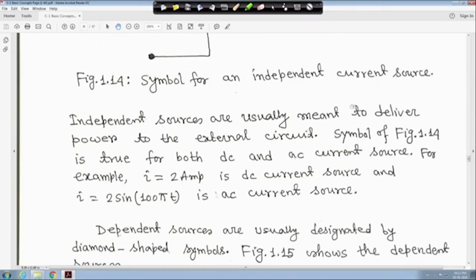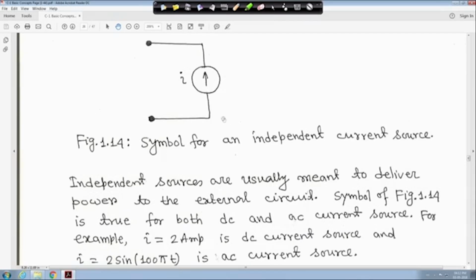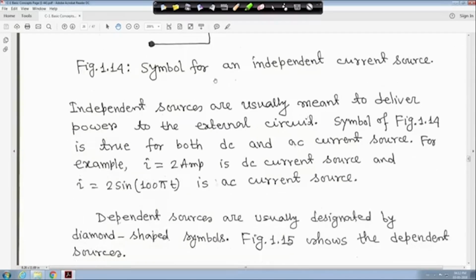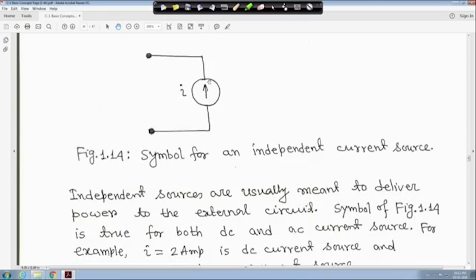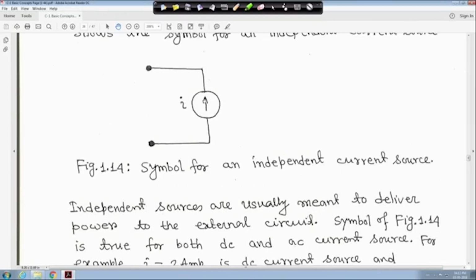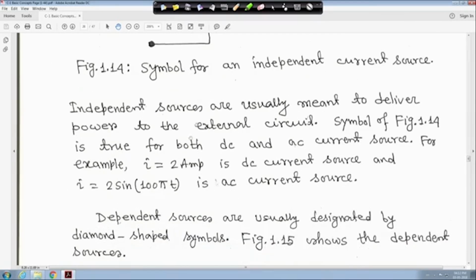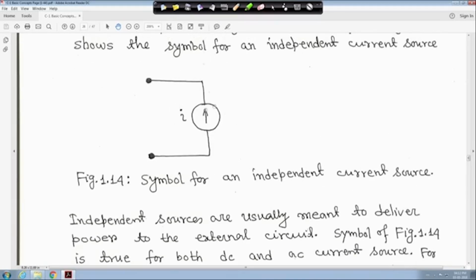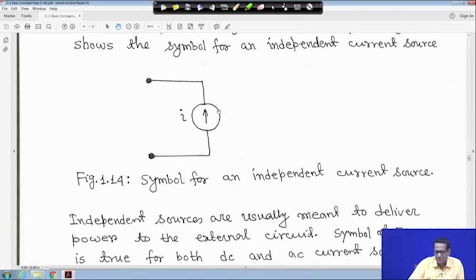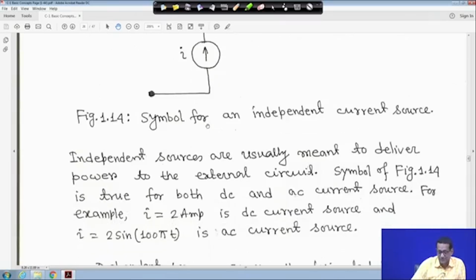So independent sources are usually meant to deliver power to your external circuit. This symbol, this figure 1, is true for both DC and AC, I have told you, right. For example, if I is equal to 2 ampere, then it is a pure DC source, and if I is equal to say 2 sin 100 pi t, then it is an AC current source, but this symbol is the same for both DC as well as AC. When we go much deeper, we will know all these things in detail, right. I am not doing much exercise here, wherever necessary I will do it. So this thing is understandable, right.